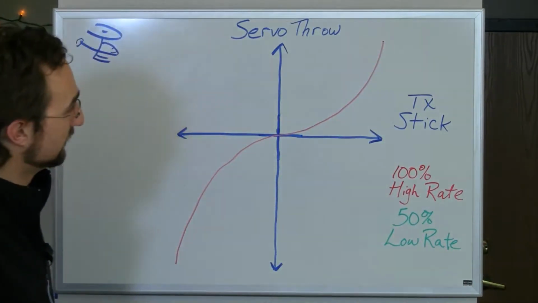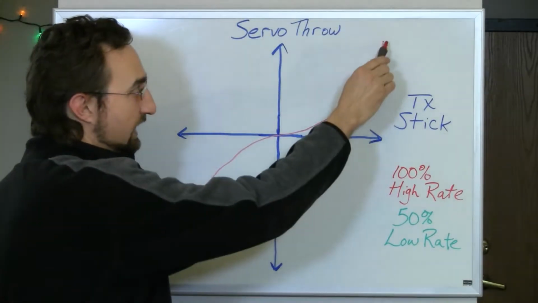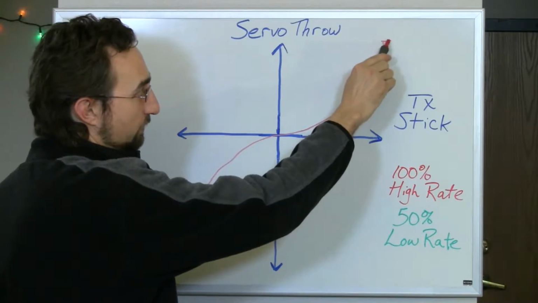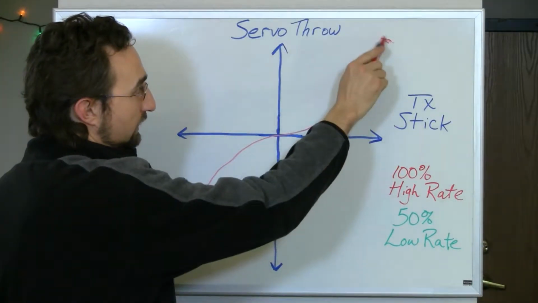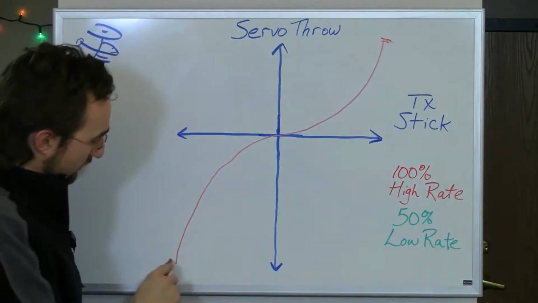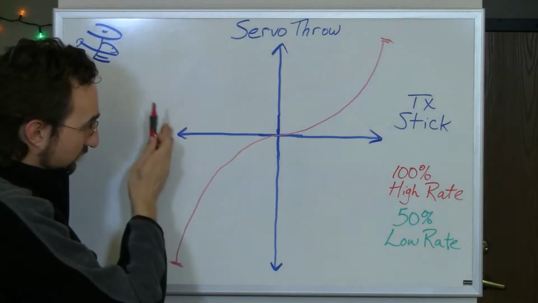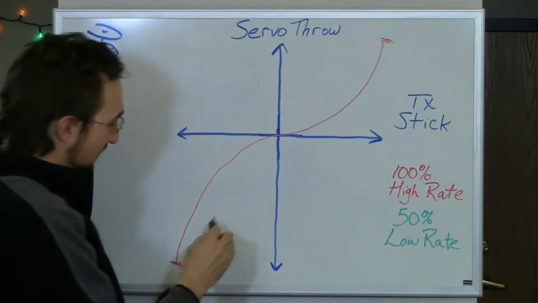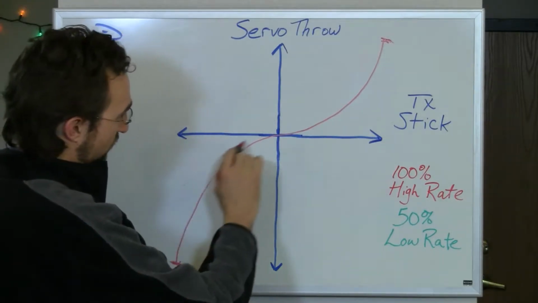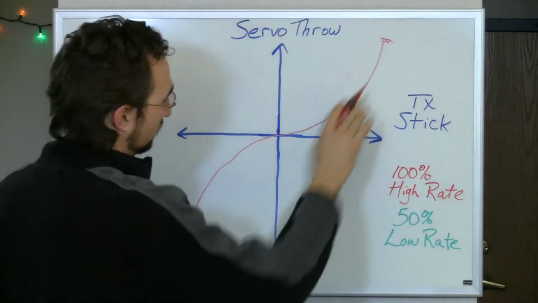like that. So if you look at the endpoints, it looks like high rate endpoints. When I'm at my corner point here, with my transmitter stick all the way to one side, my servo arm is moved all the way to its maximum endpoint. Same thing with the opposite end. If I have my transmitter stick moved to the opposite end, the servo arm is at its opposite end. However, this curve here changes how that servo throw works.